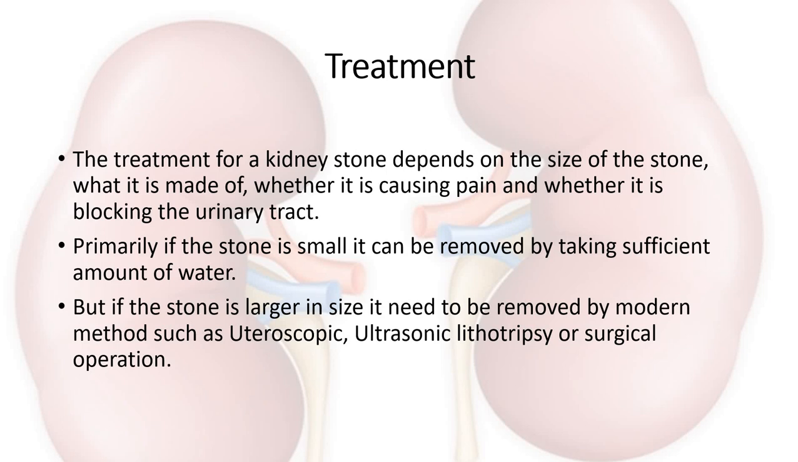So what are the treatments for kidney stone? The treatment of kidney stone will totally depend on the size of the stone and what the stone is actually made of, whether it is causing pain or not, and whether it is blocking the urinary tract or is easily moving around. So depending on these factors, the treatment will vary. Primarily, if the kidney stone is small, it can be removed by taking a sufficient amount of water. But if the kidney stone is larger in size, it needs to be removed by different ways. There are different modern methods used, like arthroscopic, ultrasonic lithotripsy, and surgical operation.